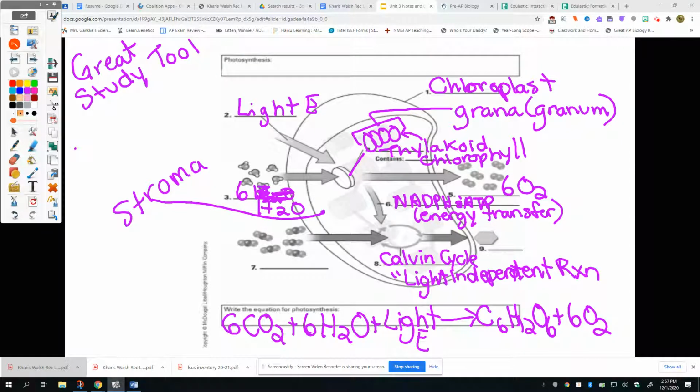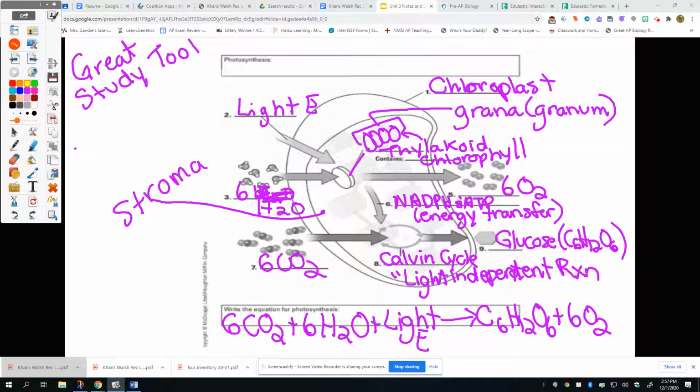And in the light independent reaction, we use the energy that was captured in the light dependent reaction, as well as 6 CO2 molecules, and we produce glucose, C6H12O6. All right, so let's look at this diagram for just a second, so maybe you can see why I think it's just so great.